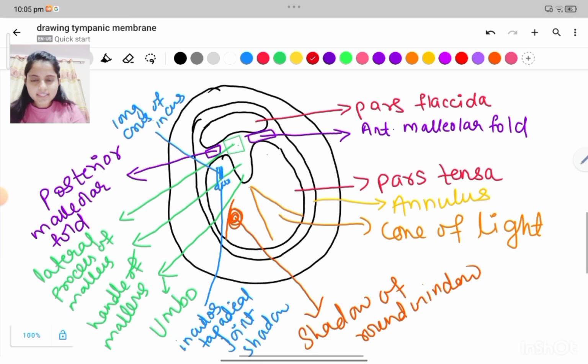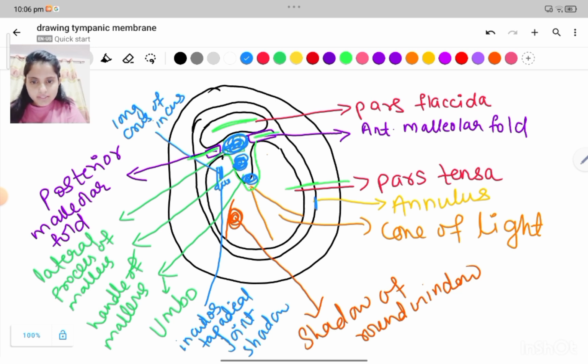So we can see this pars flaccida. This is the pars tensa. This side is the anterior, so anterior malleolar fold. This is the posterior malleolar fold. And this is the lateral process of malleus. This is the handle of malleus and this is the umbo.